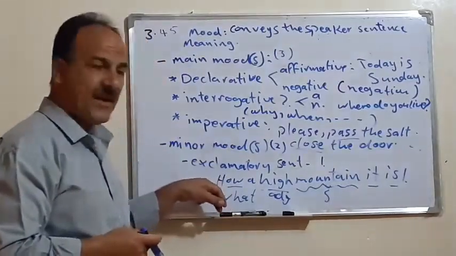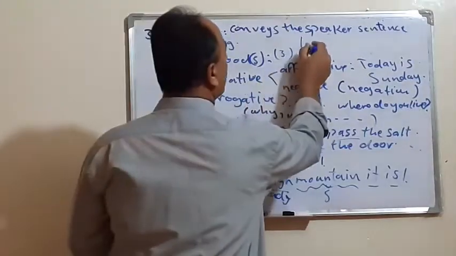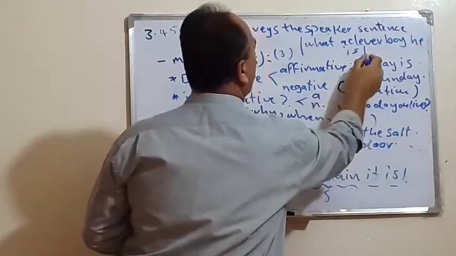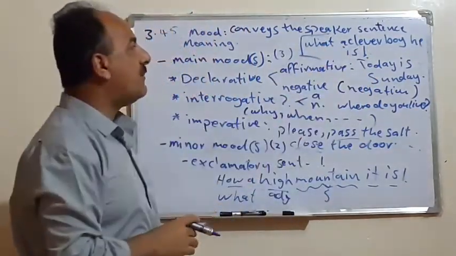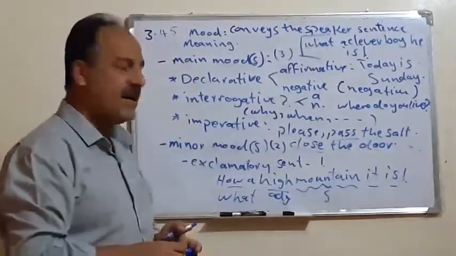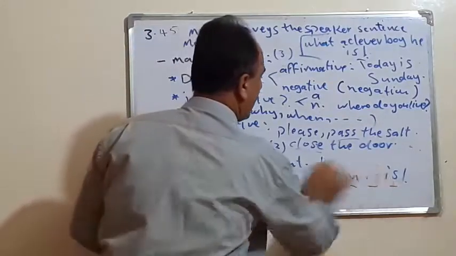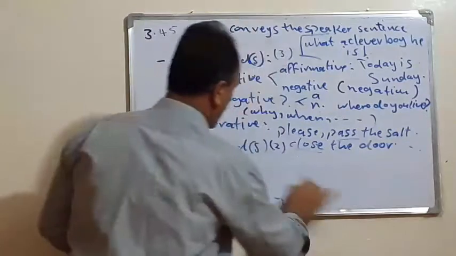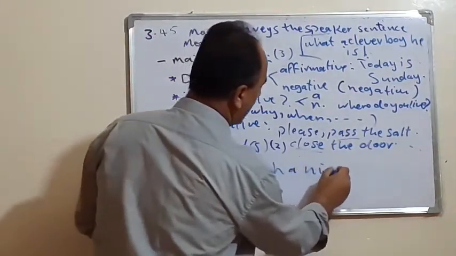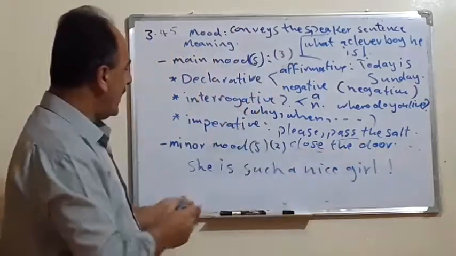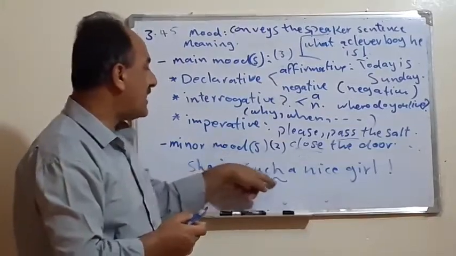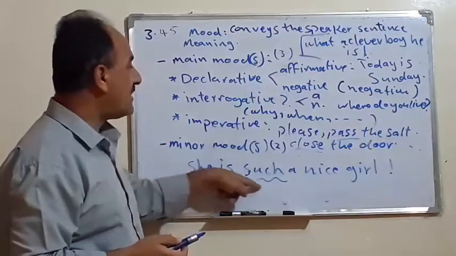Or we can use what: what a nice boy he is, for example, or what a clever boy he is. Again, this is by using either what or how. Another element we use here is such. For example, all this falls under exclamation: she is such a nice girl. We use such in this respect also as an indication of exclamation, like the Arabic expression "ya laha". She is such a nice girl, etc.